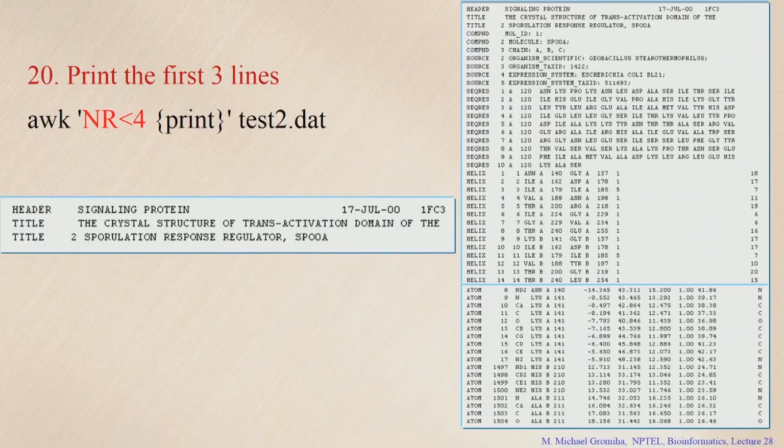Now the next question is whether we can print the first 3 lines. What is this one, this record? It is a PDB file. So I want to print the first 3 lines. How to print this? If n is less than 4, earlier we used the command to print lines from 15, that is, more than 14. If it is less than 4, it will print only the first 3. Okay, this is the output that is here.